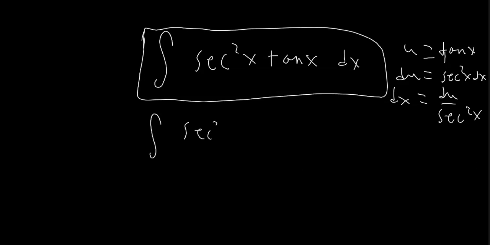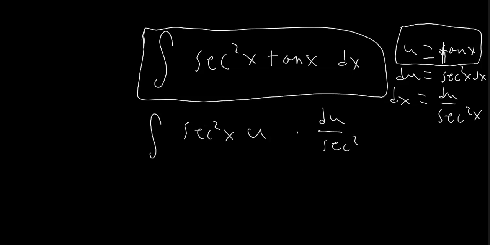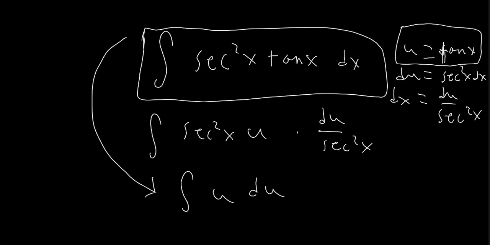So secant x squared, I'll just rewrite it for now, times u, right? Tangent x has been converted to u now from this equation right here, times du over secant x squared. So now we can cancel out secant x squared, and the equation will be this now. See, look how simple this became. We went from this integral to here. Wow, that's really amazing, because we had this kind of hard-looking integral problem, and we just condensed it into a very easy problem.